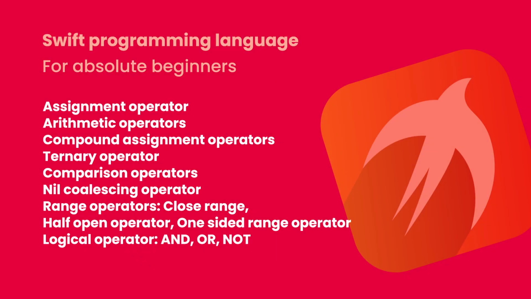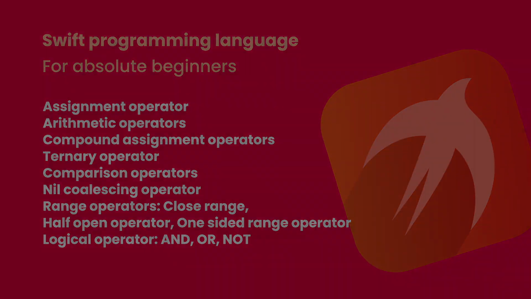Hello guys, in this video we'll be looking at basic operators in the Swift programming language. The key things we'll be looking at are assignment operators. We also look at arithmetic operators. We consider some compound assignment operators. We look at ternary operators. We look at comparison operators. We look at nil coalescing operators. We look at range operators, and we also look at some logical operators. So without further ado, let's move into our Xcode.